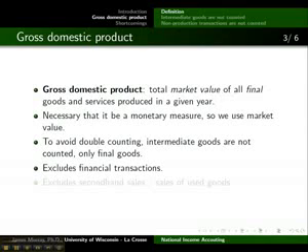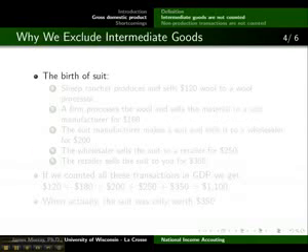GDP excludes financial transactions. And finally, GDP excludes secondhand sales, or sales of used goods.